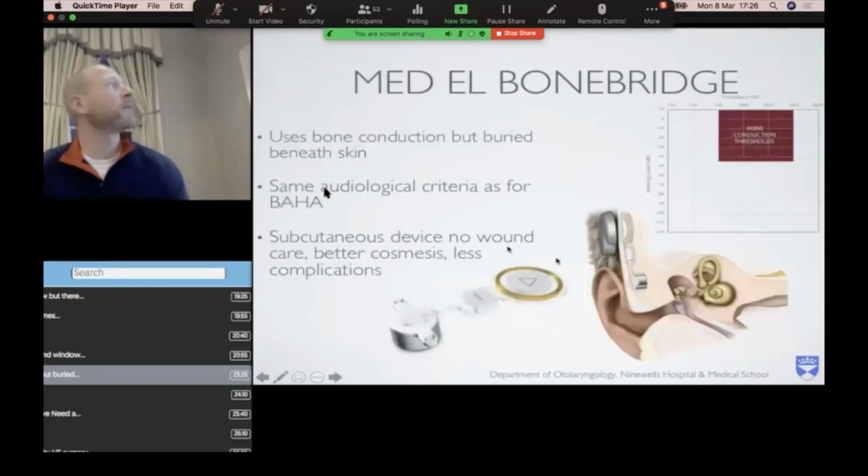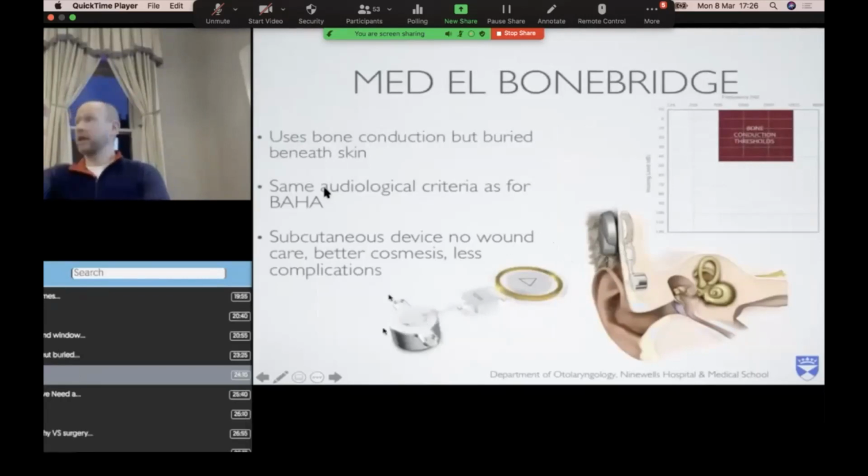So this is the BoneBridge. This is implanted in the bone behind the skull. Very similar, in fact the same technology, just scaled up. So the technology in the floating mass transducer is the same as in that. This just vibrates up and down. These screws attach onto bone, and the whole thing vibrates, and that just uses bone conduction.